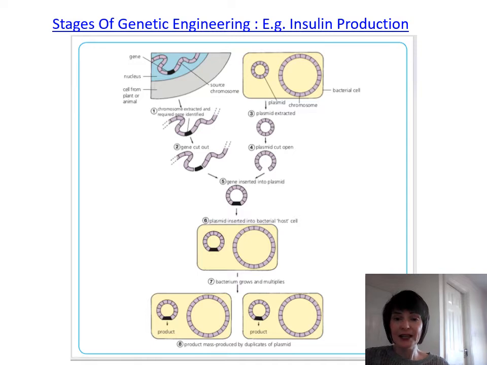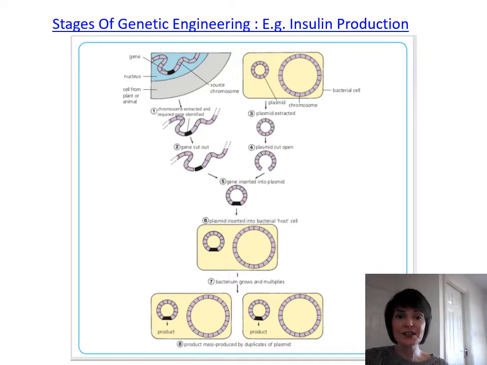So this diagram does look quite big and lots going on, and you're right, there is quite a lot going on. But what I would like you to take from this diagram is looking at the different stages and what is happening at each stage of genetic engineering. So the example that I've used here is we are trying to make insulin from a bacterial cell. Bear in mind that insulin for us, if you're a diabetic, you need insulin to regulate your blood sugar levels.